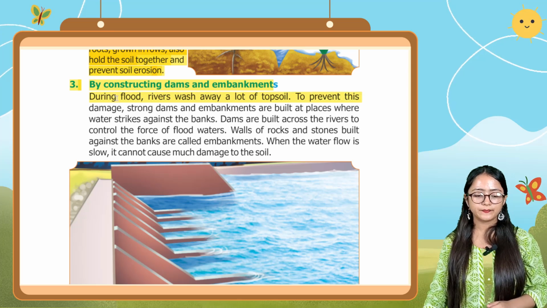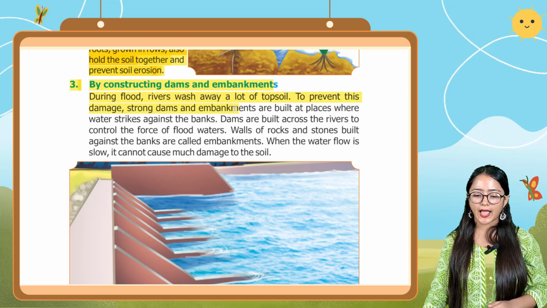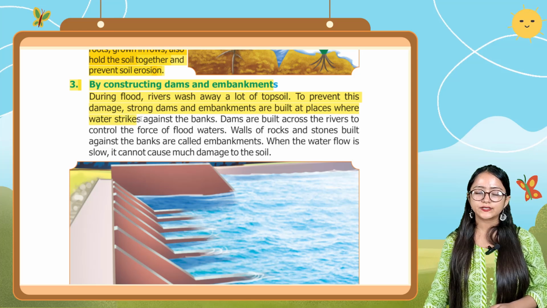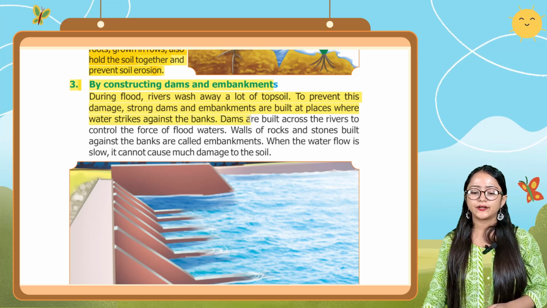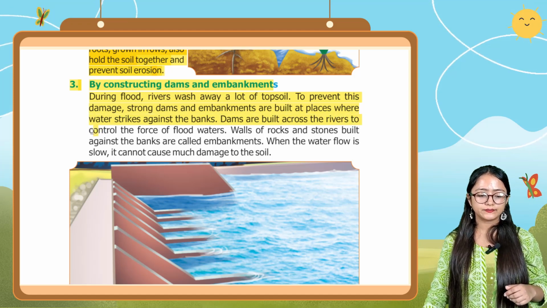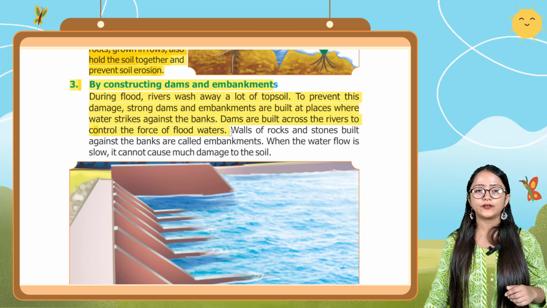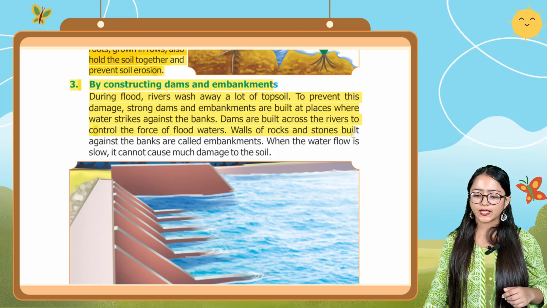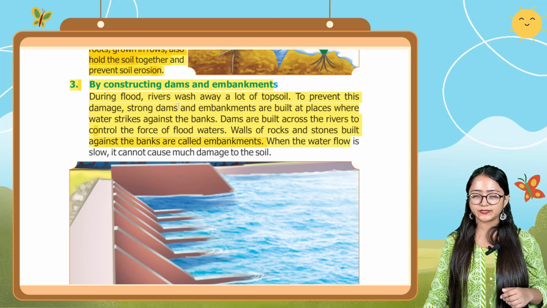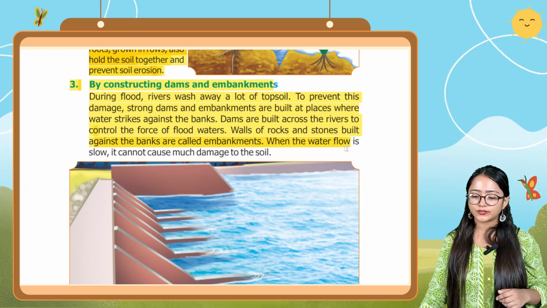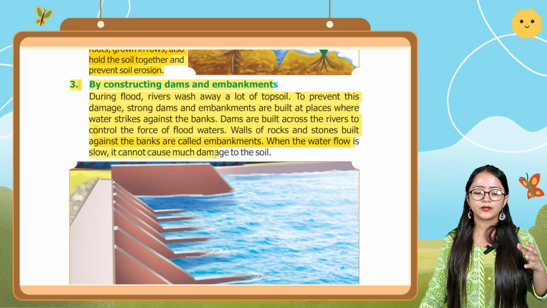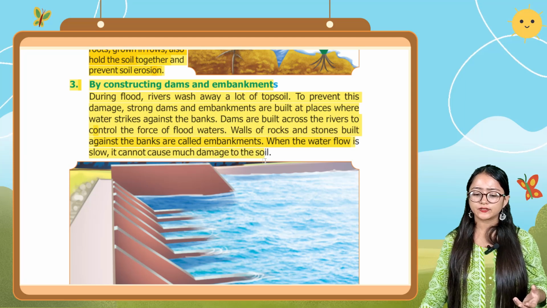To prevent this damage, strong dams and embankments are built at places where water strikes against the banks. Dams are built across the river to control the force of flood water. Walls of rocks and stone built against the banks are called embankments. When the water flow is slow, it cannot cause much damage to the soil.